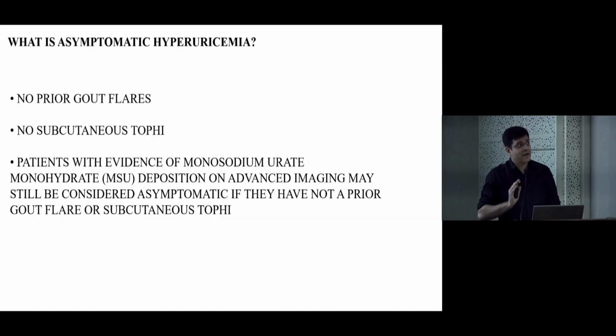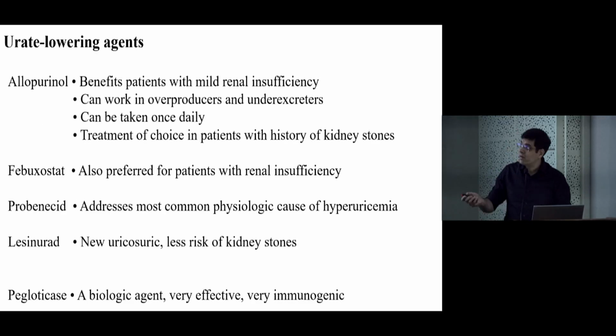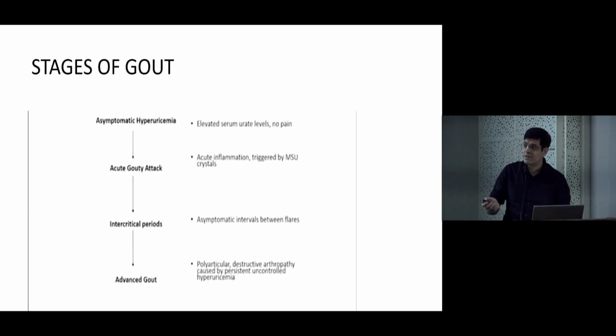So what is asymptomatic hyperuricemia? A patient who has elevated uric acid, but no prior gout flares and no subcutaneous tophi. Even if you do advanced testing like a dual-energy CT and demonstrate monosodium urate crystals, if they had no gout flares and no subcutaneous tophi, technically they can still be labeled as asymptomatic hyperuricemia. And we have agents to treat uric acid, but should we be using them? Potentially the argument can be that these patients can develop gout and all the problems that I had discussed. So I'll give 3 reasons why we don't treat just the uric acid.